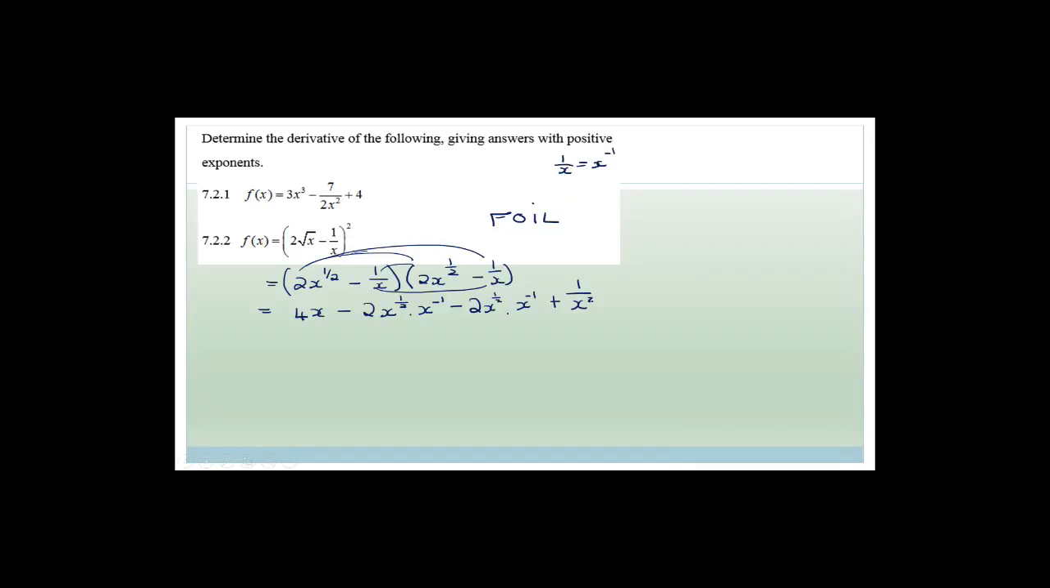Do you agree? So if we rewrite this, we've got 4x, minus 2 minus 2 is minus 4. But now what is this? This is x to the half times negative 1, so remember you're adding the exponents: a half minus 1 is minus a half. So that's 4x to the negative a half, plus x to the negative 2.